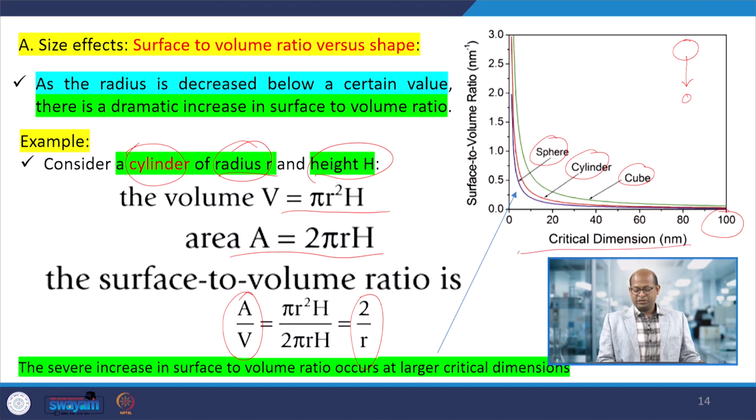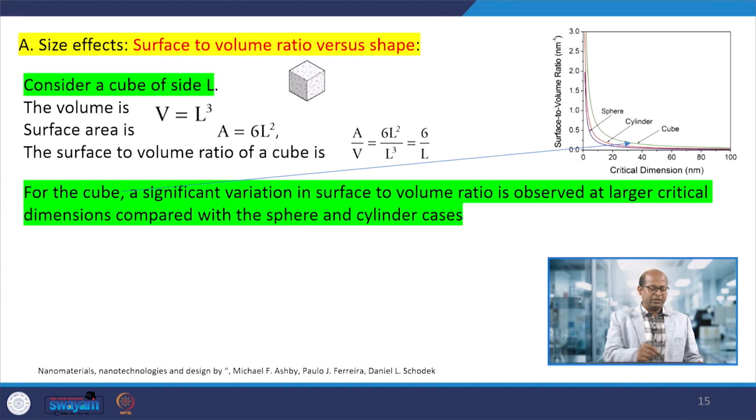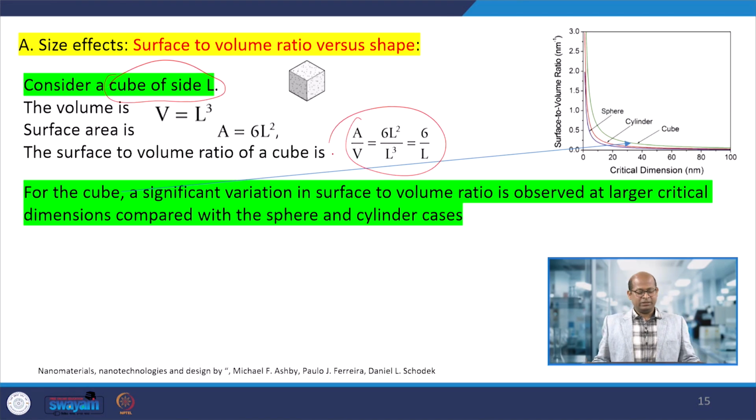So if we change the dimensions from higher dimensions, or larger than 100 nanometers, to gradually lower dimensions, up to this point you can see there are not too many changes in the surface area to volume ratio, whatever the shapes. But after a certain change, we can see in this particular location a sudden jump of the surface area to volume ratio. Similarly in cubical shapes also.